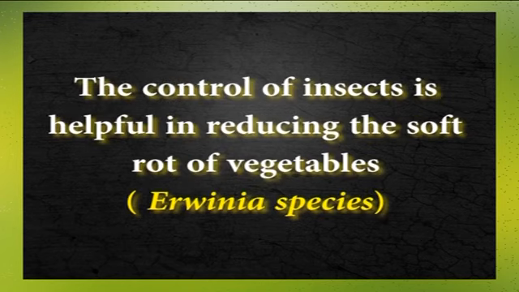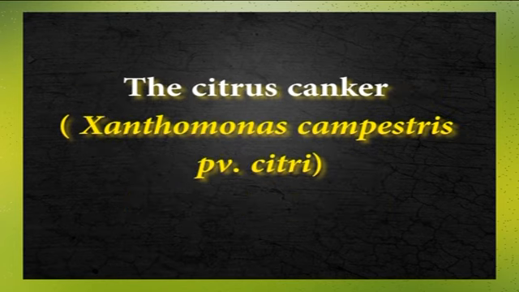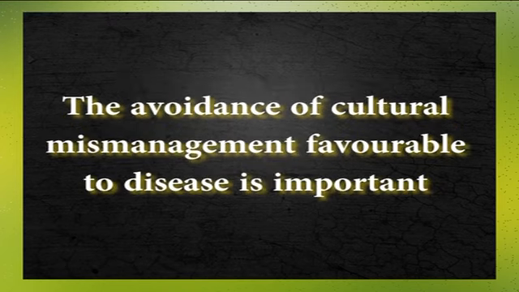Seventh, the control of insects is helpful in reducing the soft rot of vegetables caused by Erwinia species, and the citrus canker caused by Xanthomonas campestris pathovar citri. Eighth, the avoidance of cultural mismanagement favorable to disease is important, such as waterlogging in the nurseries against the bacterial leaf blight of rice, and flooding or over-irrigation in the field.